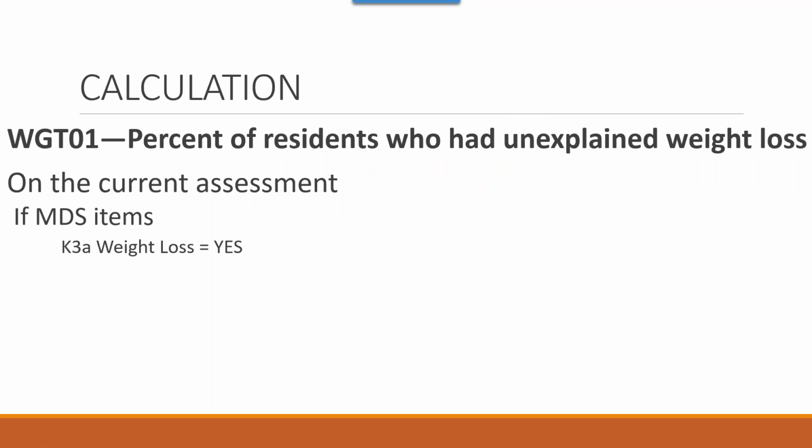Okay. Now, so how is it calculated? Well, it's fairly obvious in this case. We're looking for percent of residents on the most recent assessment who have an unexplained weight loss. So on the current assessment, if the MDS item K3A weight loss is equal to yes, and you're not part of any of those exclusion factors, then this will show up on your quality report.